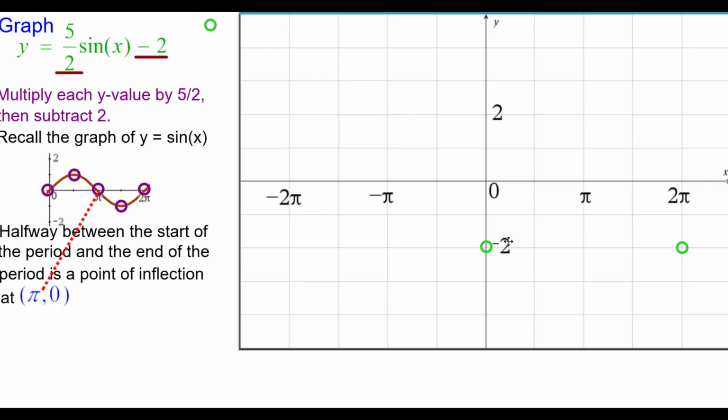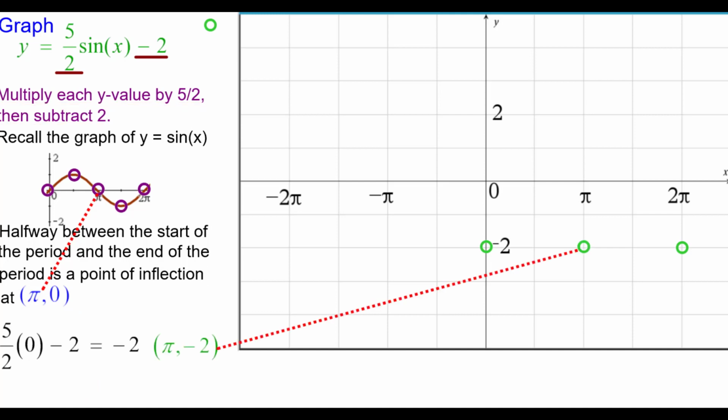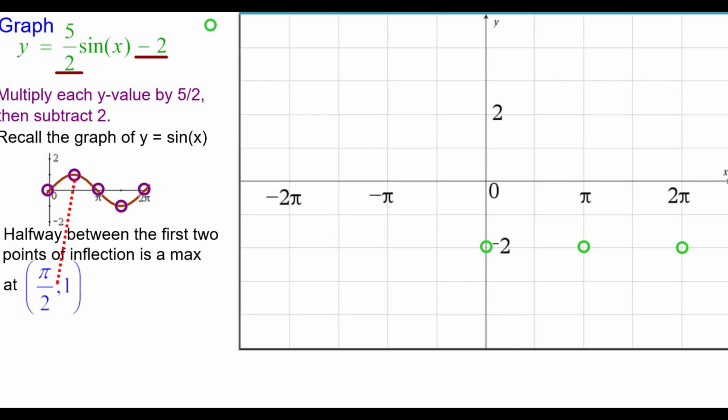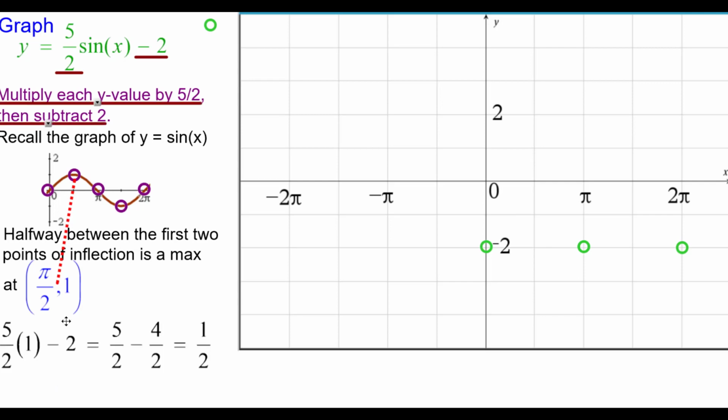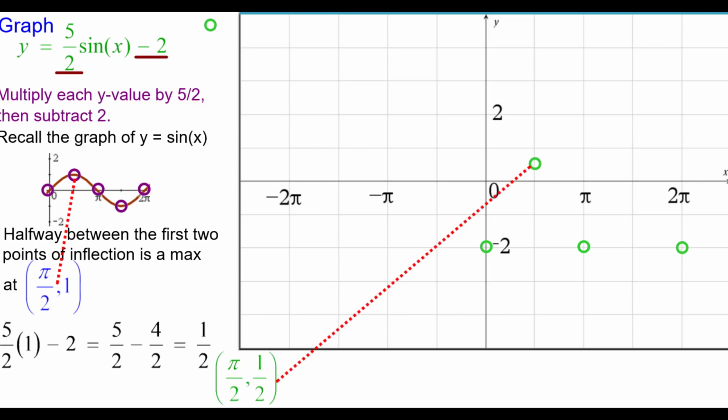Halfway between the start of the period and the end of the period is another point of inflection, which would be right here. And so normally at pi, 0, but multiplying that 0 by 5/2 minus 2 again is still negative 2. So pi, negative 2. Halfway between these two first points of inflection is going to be a maximum, which is normally at pi over 2, 1. But we're going to multiply that 1 by 5/2. So that'll be 5/2 minus 2, which we can think of as 4/2, leaves us positive 1/2. So pi over 2, comma 1/2. That's our new maximum point.